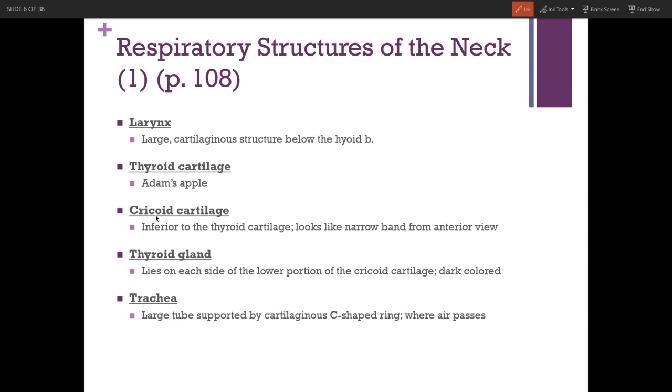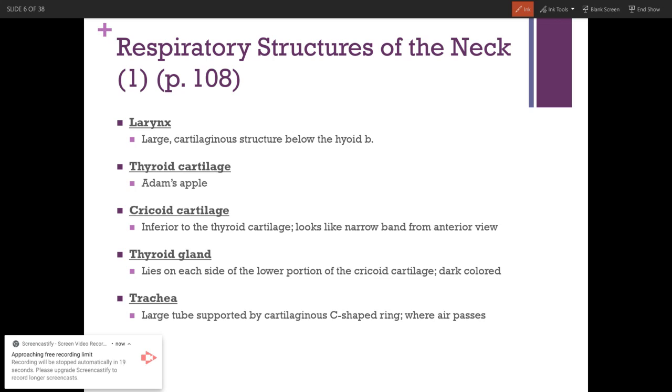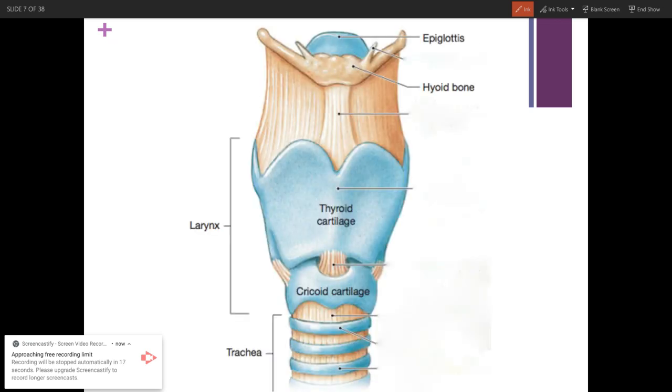Just underneath or inferior to the cricoid cartilage is where you'll find your actual thyroid gland, and it's going to go on both sides, and it's going to be kind of a dark, granular-looking structure. We're also going to have the trachea. Now, the trachea is your windpipe, and it's actually going to be held open by cartilaginous C-shaped rings. So they're going to hold it open. That way air can pass from your mouth all the way down into your lungs.